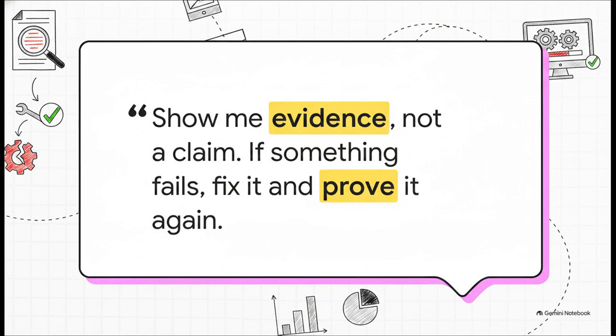Let's actually zero in on that verification step for a second. When the AI confidently claims a task is done, do not blindly trust it. Instead, you use the /prove-it prompt. This explicitly commands the AI: show me evidence, not a claim. If something fails, fix it and prove it again. It essentially forces the AI to do actual testing instead of just giving you confident hallucinations.